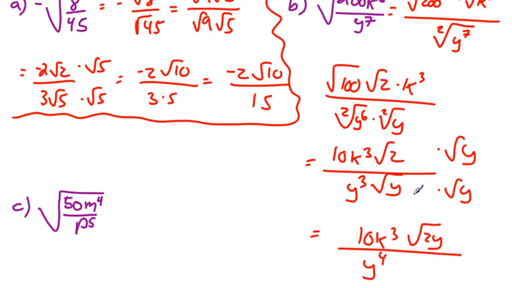And I kind of skipped a step here because watch this. y to the power of 3 times radical y times radical y. Isn't this right here just radical y squared, right? So this is just the square root of y squared. Well, square root of y squared is just y. So y times y to the power of 3 is y to the power of 4. So that's where I got that from. And that's it right there. It'll be this guy right there.